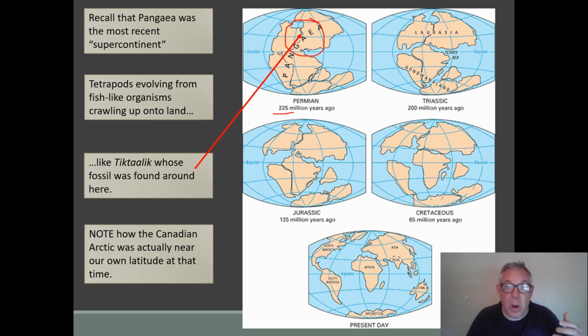So if you think about where it is now, you think, wow, how could anything have evolved or lived up there above the Arctic Circle? Well, it didn't. That piece of land was much further south. And I think these are just fascinating things about our planet's history.